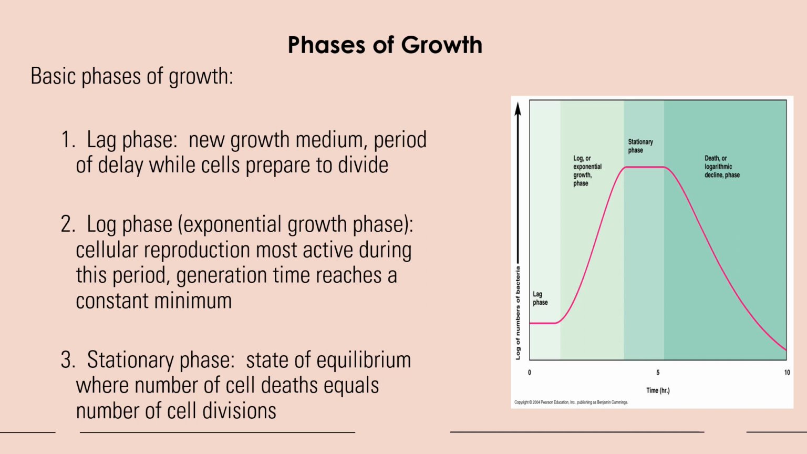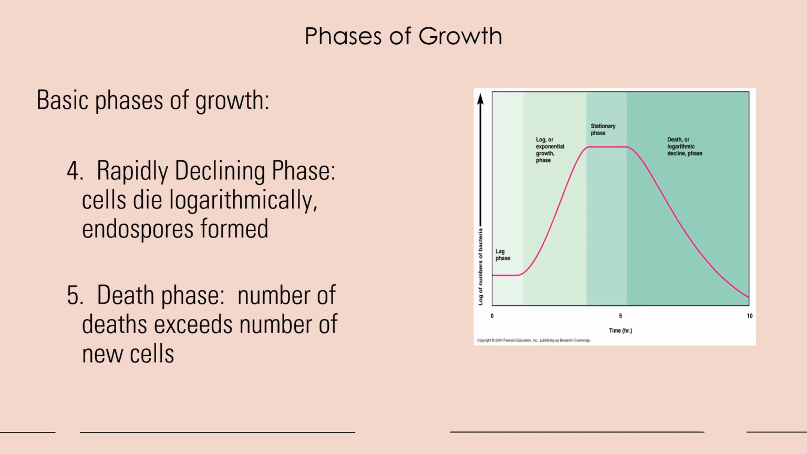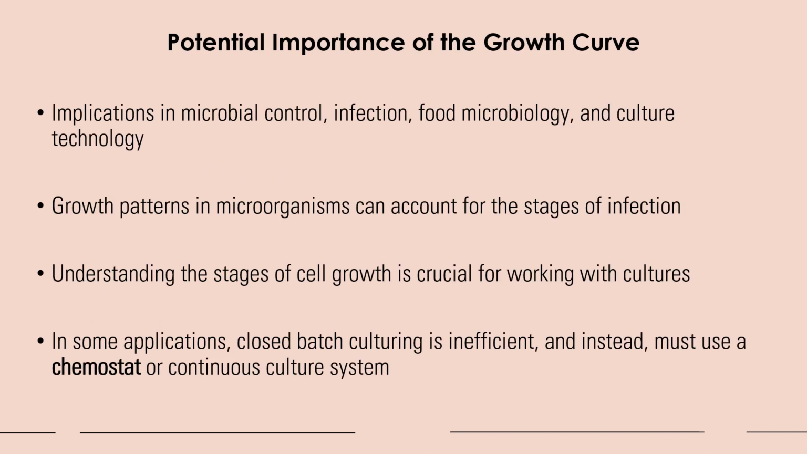Basic phases of growth. Lag phase: new growth medium, a period of delay while cells prepare to divide. Log phase or exponential phase: cellular reproduction is most active during this period, and generation time reaches a constant minimum. Stationary phase: a state of equilibrium when the number of cell deaths equals the number of cell divisions. Rapidly declining phase: cells die logarithmically, and endospores are formed. Death phase: the number of deaths exceeds the number of new cells.